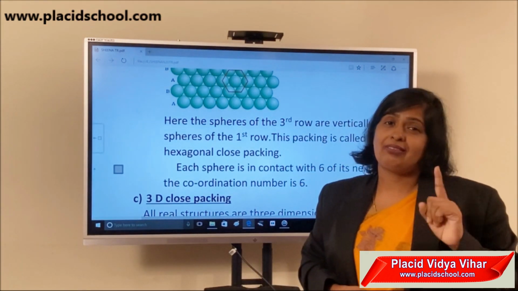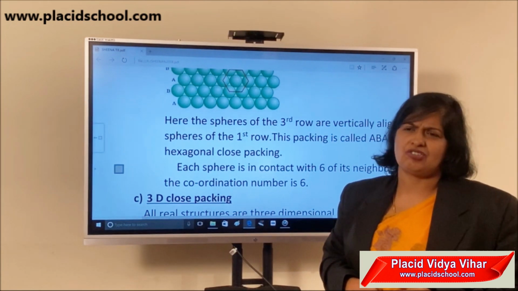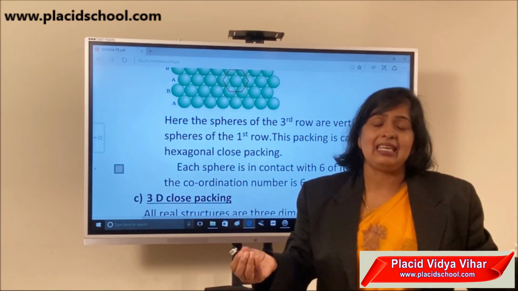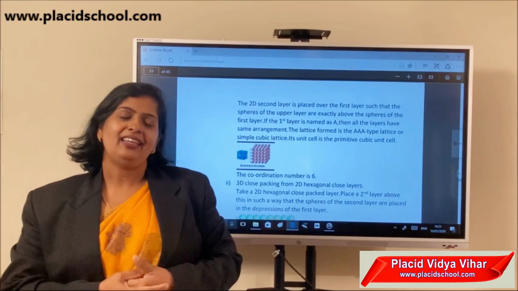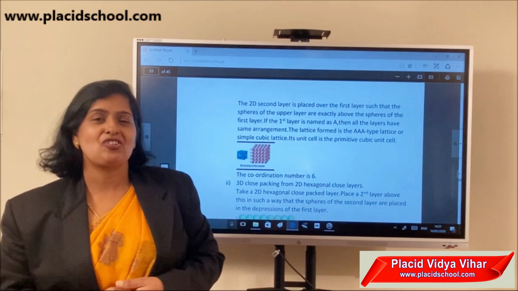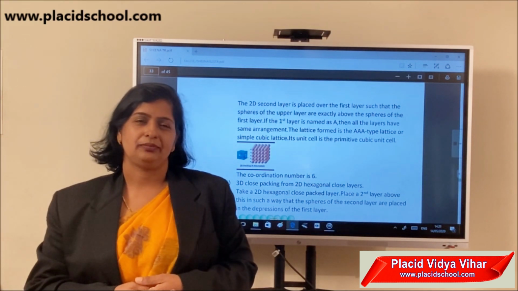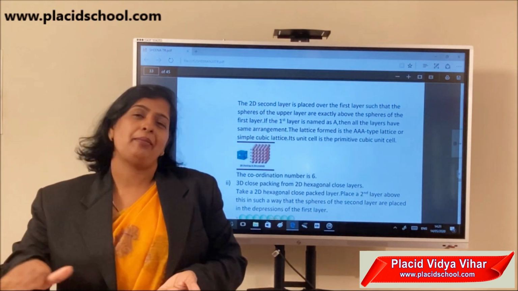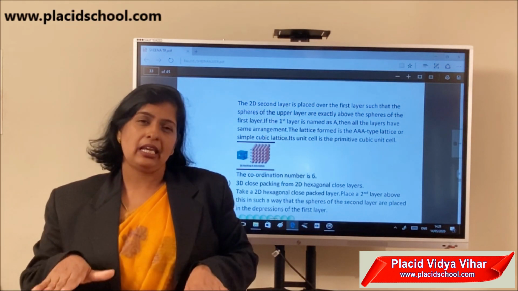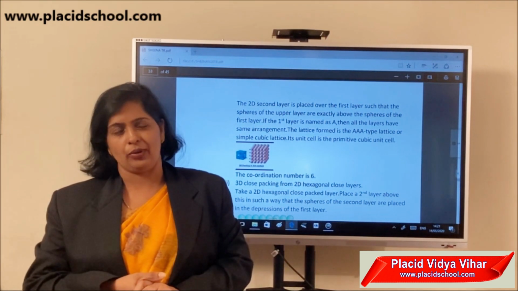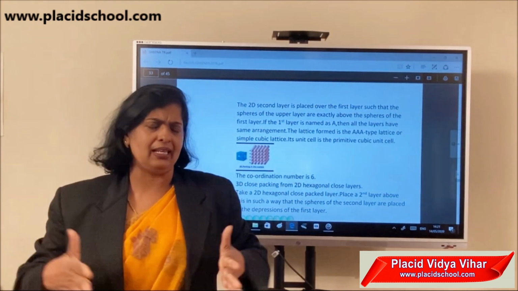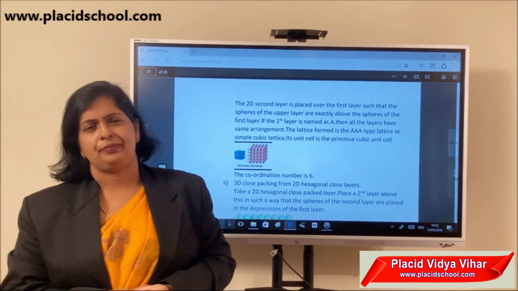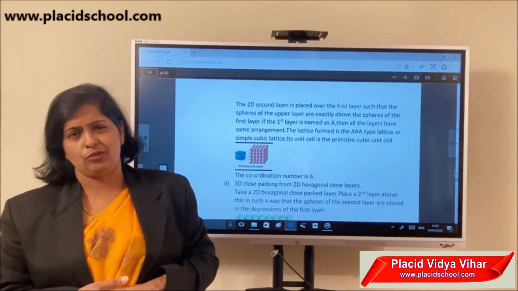On to three-dimensional close pack structures. Almost all the substances around us that we see are in three dimensions. In order to make a three-dimensional close pack structure, what is to be done is, to a two-dimensional close pack structure, keep one more layer above it. Or we can keep many layers above a two-dimensional close pack structure. It can be done in different ways.